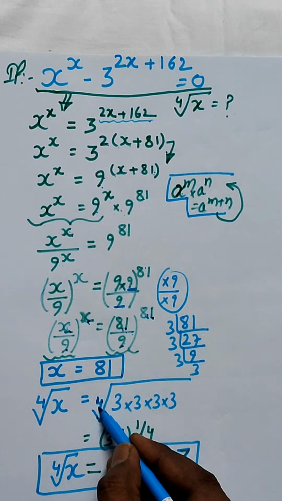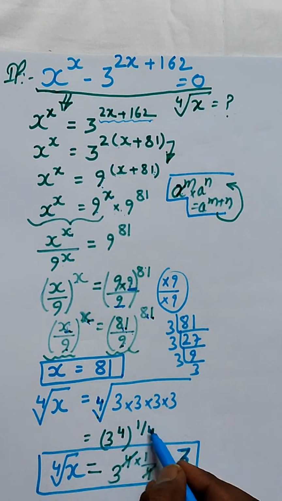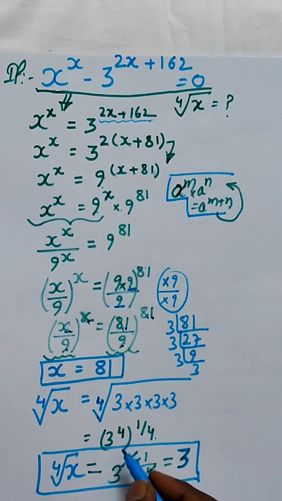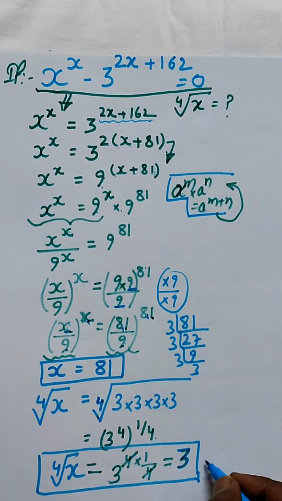And the 4th root means 1 by 4. That can be written as 3 to the power 4 into 1 by 4. So numerator 4 will be cancelled out by the denominator 4 of the root. Right? So we are left with 3. So 4th root of x is 3. This is our answer.